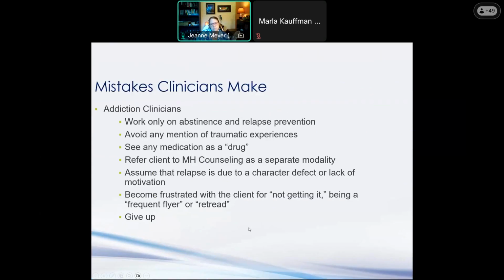So here we are, we're looking at mistakes that clinicians make. Addiction clinicians will work only on abstinence and relapse prevention, avoid any mention of traumatic experiences, see any medication, including antidepressants and anti-anxiety meds, as a drug, refer the client to mental health counseling as a separate modality, assume that relapse is due to a character defect or lack of motivation, become frustrated with the client for not getting it, being a frequent flyer or a retread, and then give up on the client.